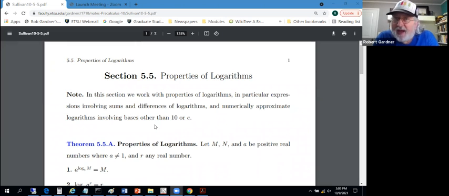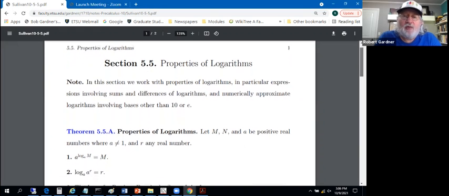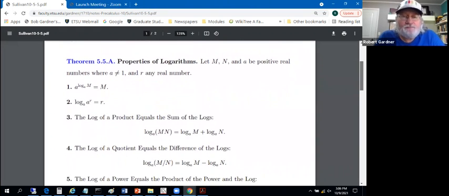And this has come up in the past where we had logs to other bases, and a scientific calculator will have built in the base 10 log function, the common log function, and the base e log function, the natural log function. So if you want to take logarithms to other bases, we need a way to relate those other logarithms to these logarithms that are in the calculator. So we'll have a formula stated and proved that will establish that relationship.